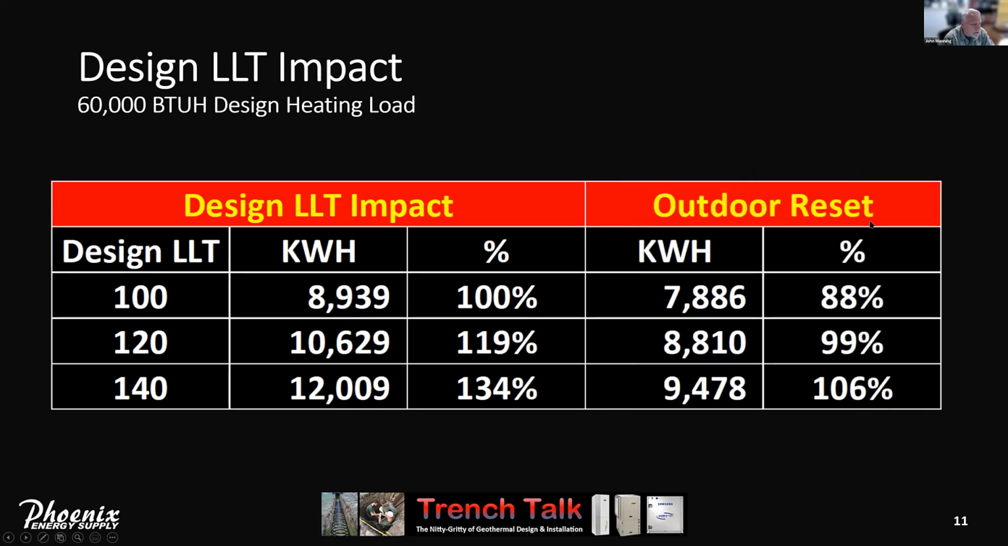However, I'm going to talk about outdoor reset shortly, but I wanted to illustrate that you can gain back most of it simply by applying outdoor reset. If you're forced to go to these high temperatures, you can drop roughly 28% of that extra energy and get it down closer to what a 100-degree system would do. But even a 100-degree system can benefit from outdoor reset by roughly 12%.